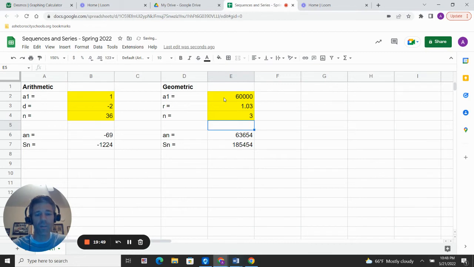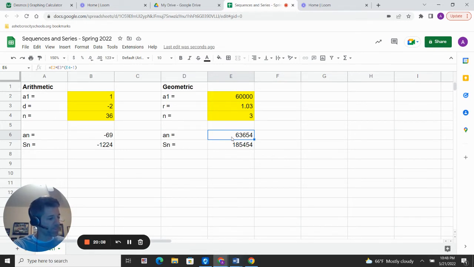At the end of the 3rd year, I have earned this much money right here: $185,454. However, notice that in my third year, I have $63,654.